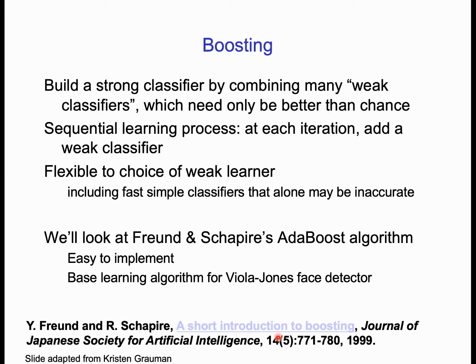The idea about boosting is that we build a very strong classifier that can detect whether a car is present or not very accurately, for instance, by combining many weak classifiers, which only need to be a little bit better than pure chance. If I put such classifiers one after the other, in the end, I will get a strong classifier. So it's a sequential learning process. At each iteration, we add a new weak classifier. And it's flexible to the choice of weak learner, including fast, simple classifiers that alone may be inaccurate.